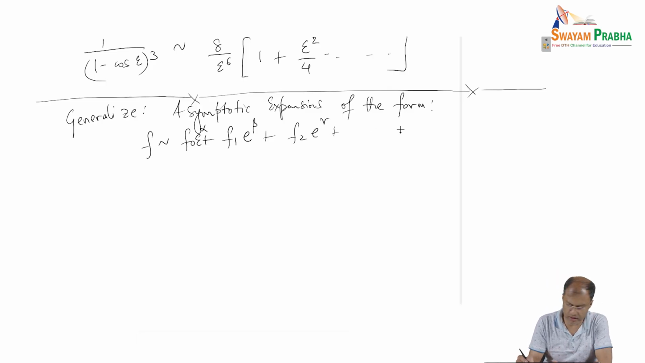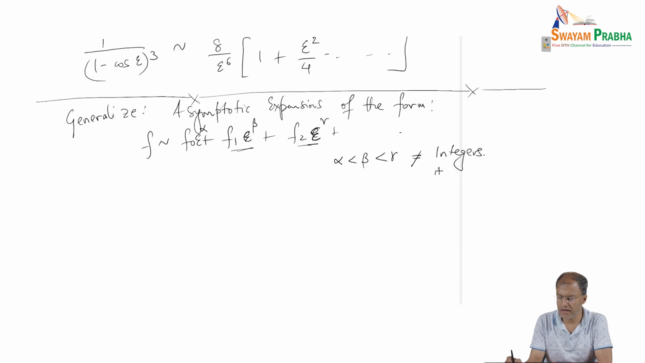Now the important thing to note is that these powers are arranged in ascending order. So each of the successive terms in this expansion of the function has lower and lower orders of epsilon. Now these are not integers in general. That is what we are assuming in this asymptotic expansion. These are not positive integers.